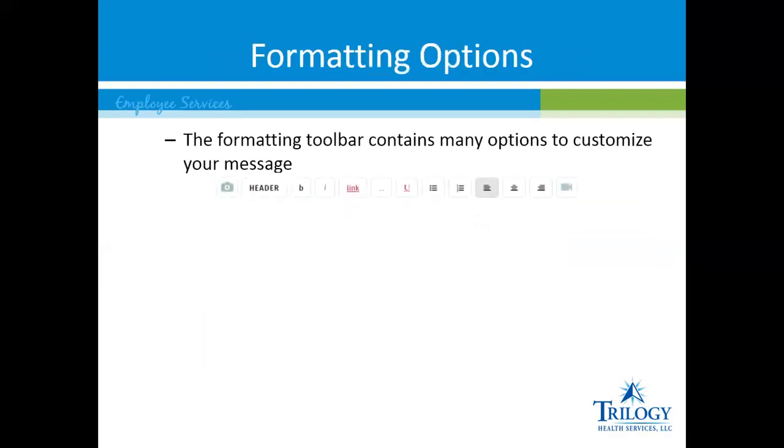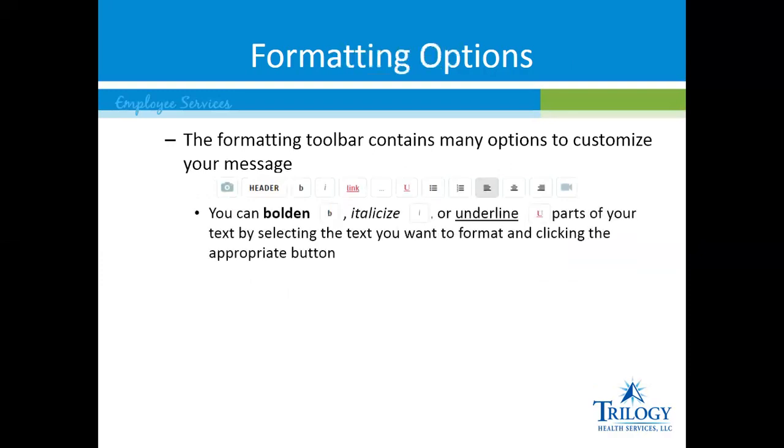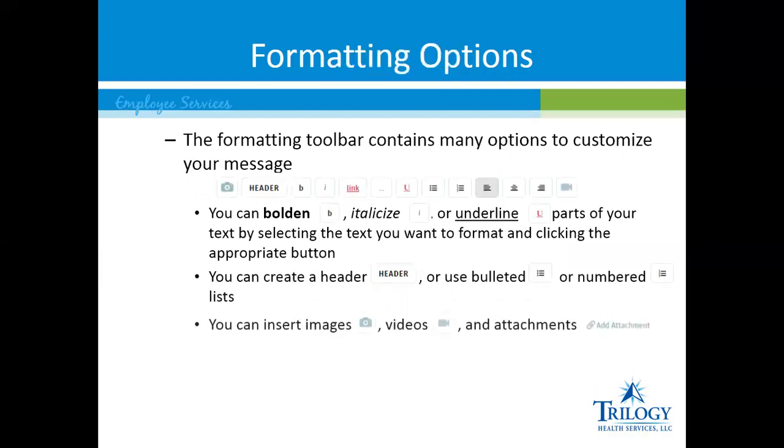All right, so we have a formatting toolbar, and it contains many options to customize your message. If you look here, you can bold, italicize, or underline parts or all of your message by selecting the text you want to format and then clicking the appropriate button. You'll see that at the top toolbar. You can also create a header, which will make the text much larger, use a bulleted list or a numbered list. In addition, you can add images, videos, and attachments.